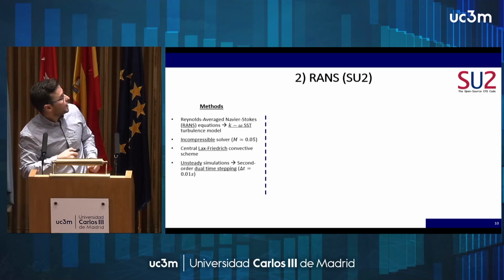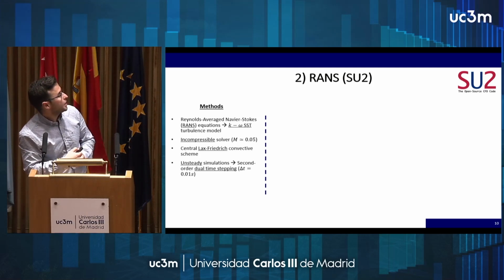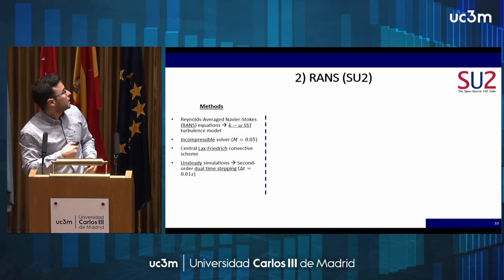So regarding RANS, we used SU2, which is open source. And just to mention a little bit about the methods, I'm not going to get into detail of the equations, okay? And I don't want to get you bored. So we use RANS with the k-omega SST turbulence model. We use an incompressible solver because the Mach numbers here are super small. And we use a central Lax-Friedrichs convective scheme, okay?